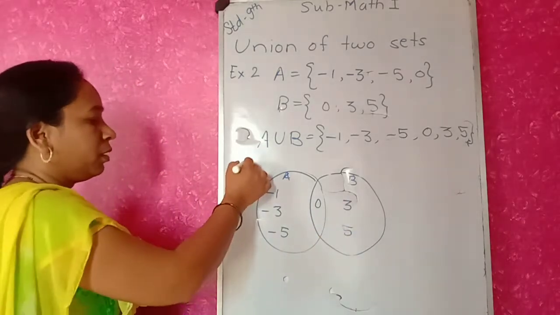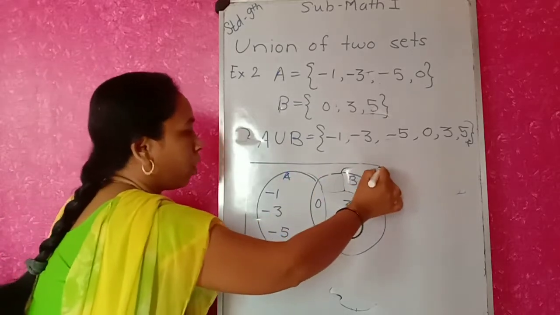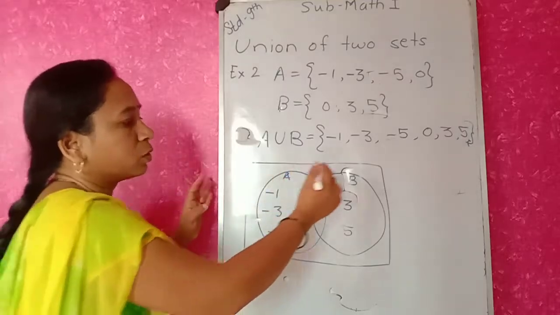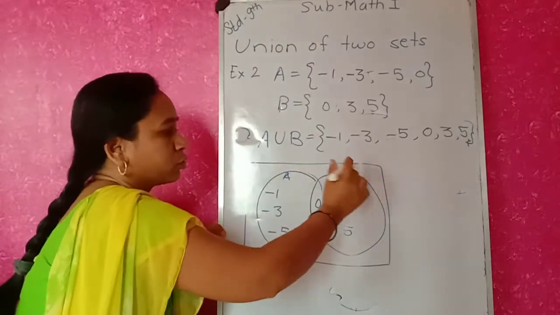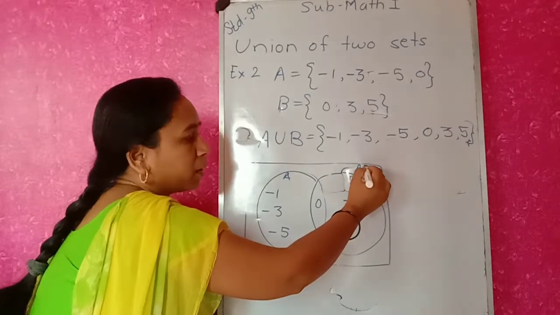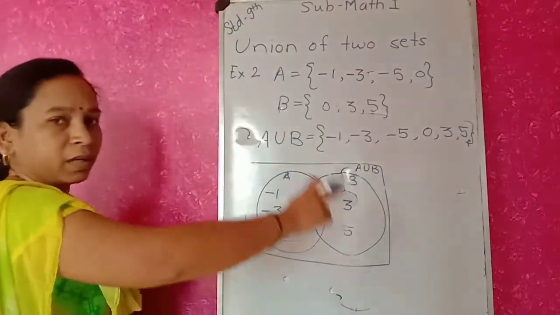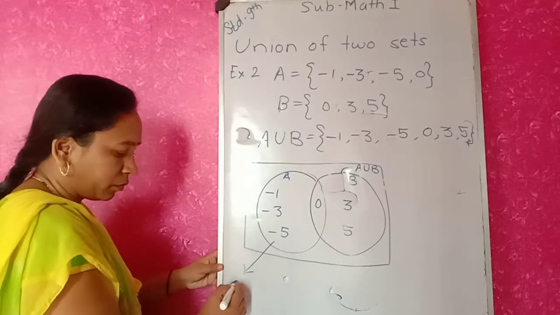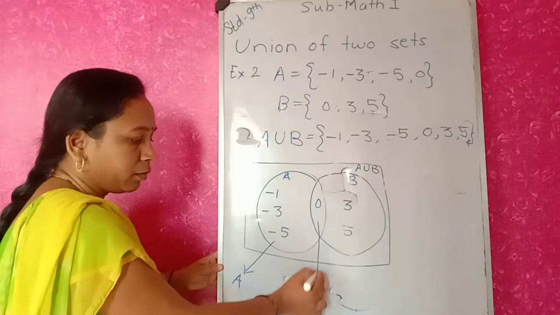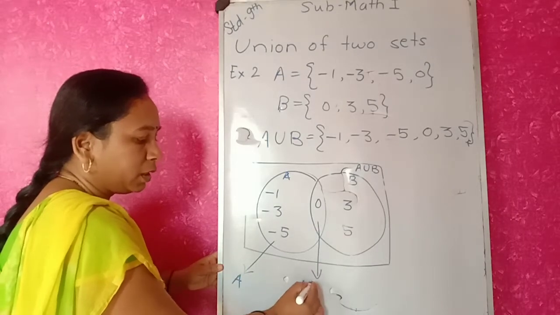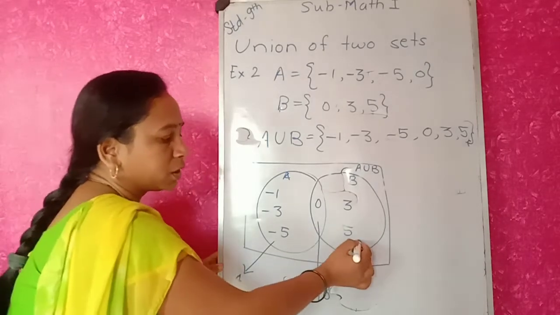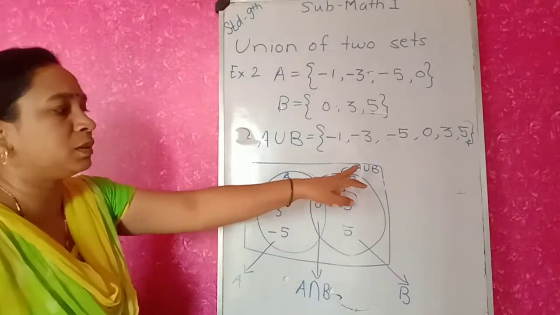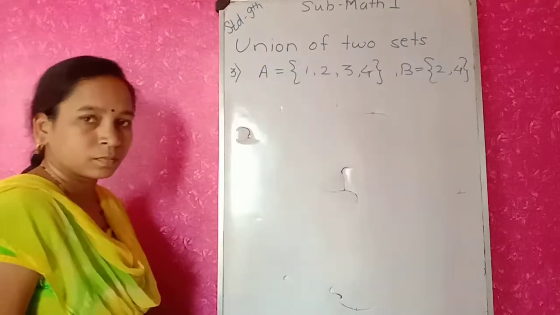So what is A union B? The set of all elements is A union B. Here I have shown you this Venn diagram. This rectangle shows A union B. What is this one? This is set A. What is this middle one? This is A intersection B. What does this part show? This shows the set B. And this whole part is A union B.